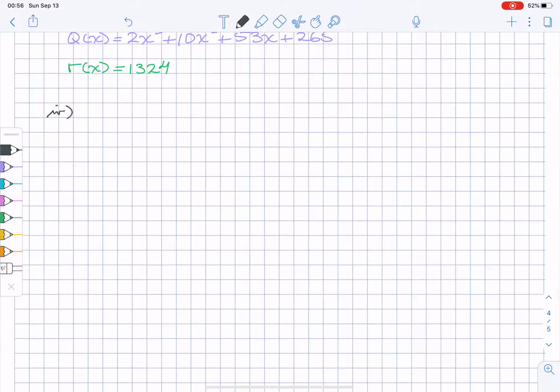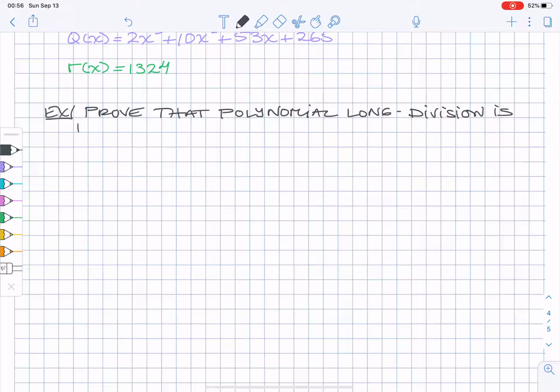So number 4. Actually, let's make this a new example. Example: prove that polynomial long division is the same as synthetic division for the following.